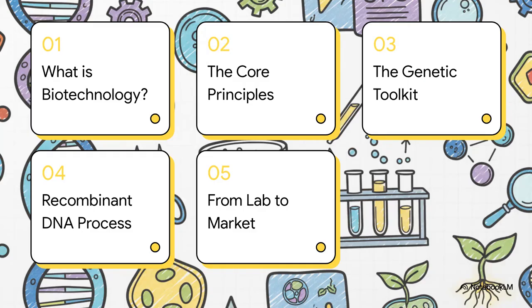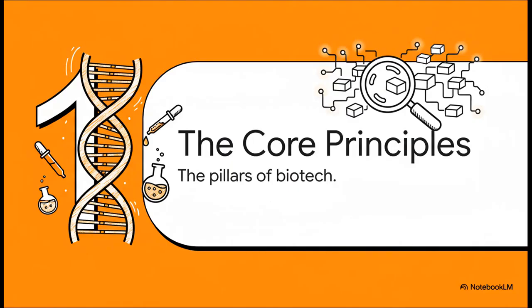All right, to really nail this topic, here's our game plan. We'll start with the core principles, the absolute foundation. Then we'll open up the genetic engineering toolkit and check out all the cool molecular tools scientists get to use. After that, we'll walk through the actual step-by-step process of creating recombinant DNA. And finally, we'll see how you take something made in a lab and scale it up for the real world. Okay, let's get right into it with the core principles.